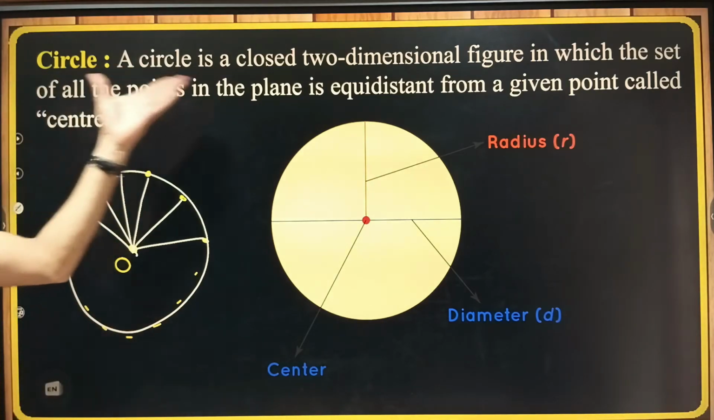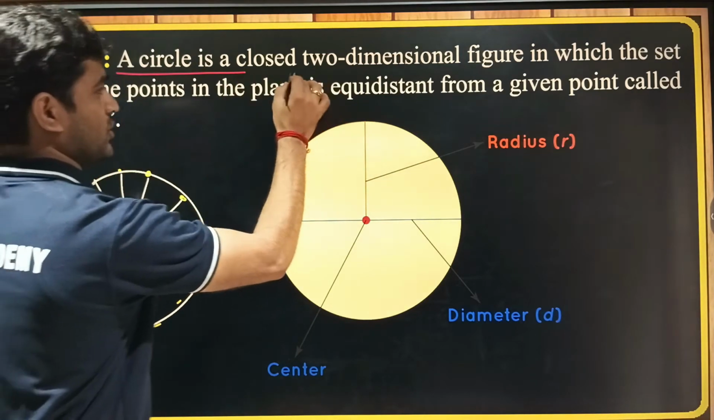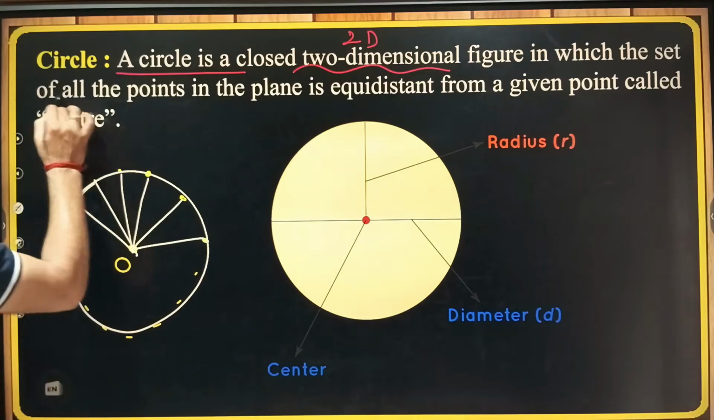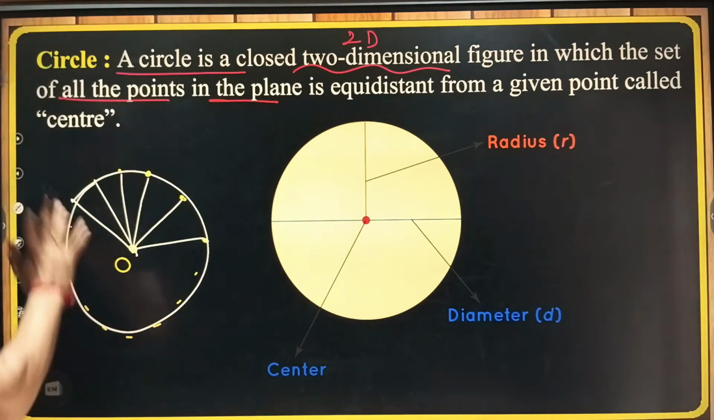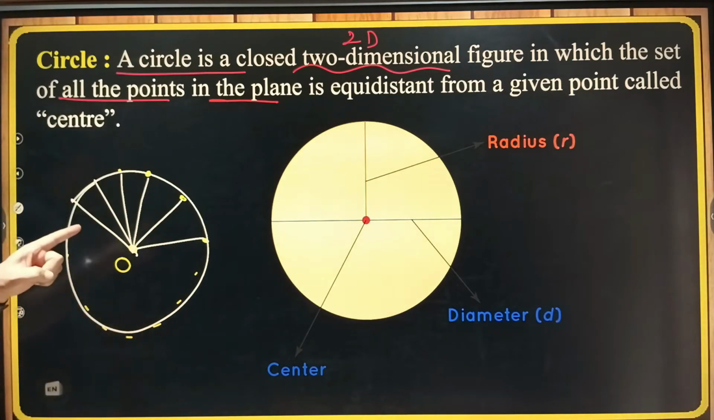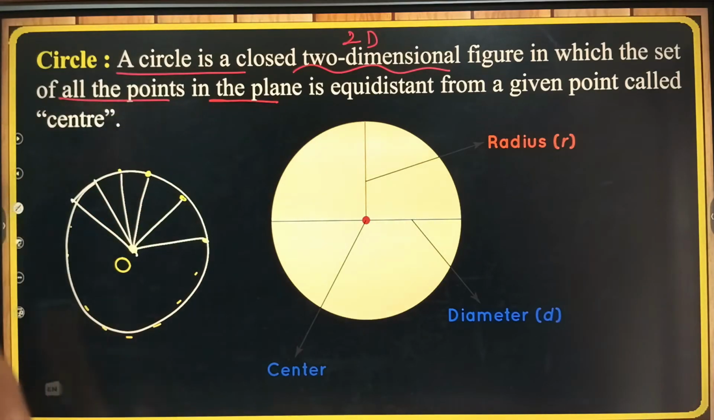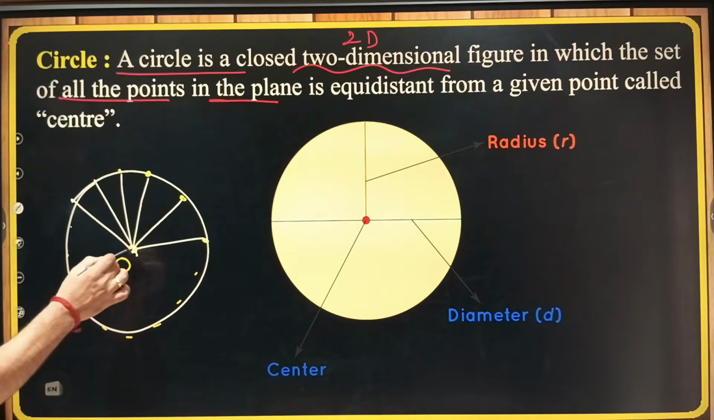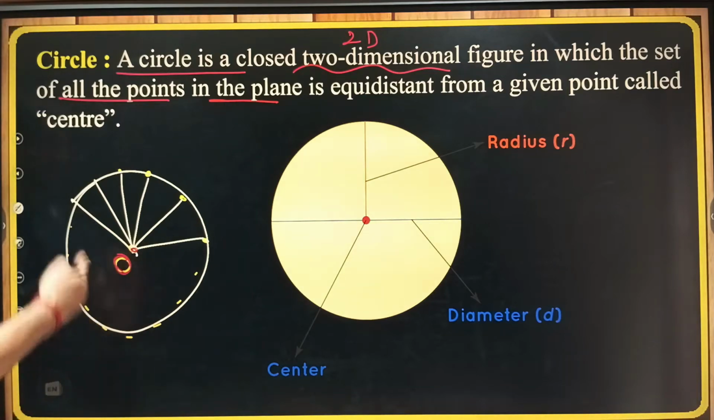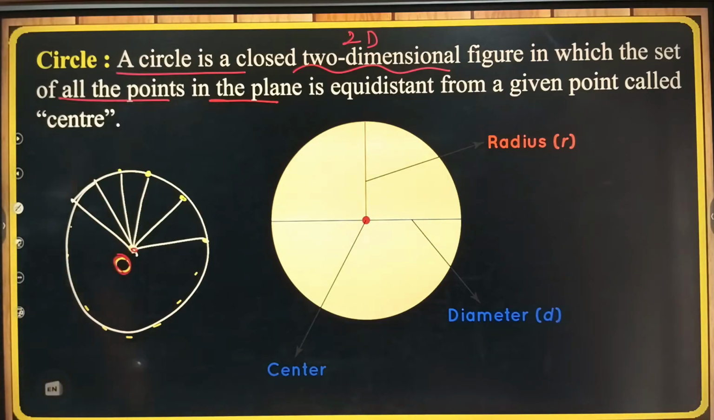So with respect to this, if you are going to consider the definition, my dear friends, a circle is a closed two-dimensional figure in which the set of all the points in the plane. Here there is a plane. I consider the board as a plane. Over that I consider a number of points. See, the set of all the points in a plane is equidistant from a given point called center. Let me call this O. From this center there are many points, and all of them have a common distance. We can call this a circle.